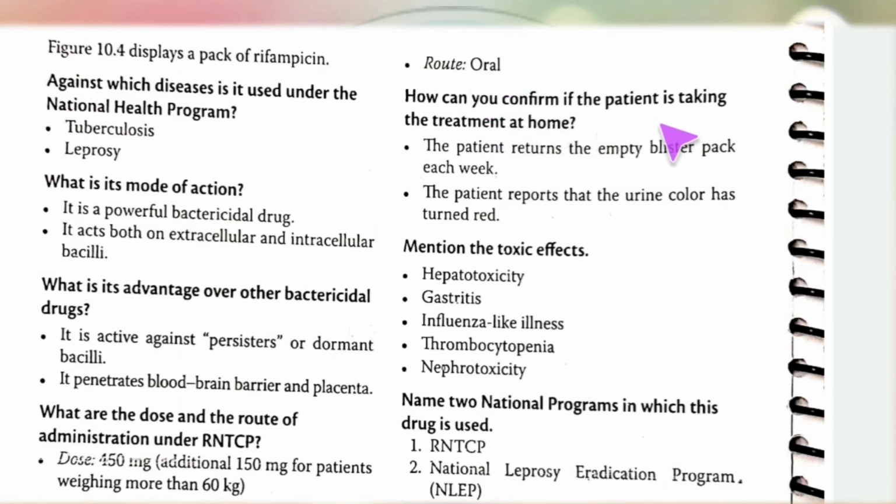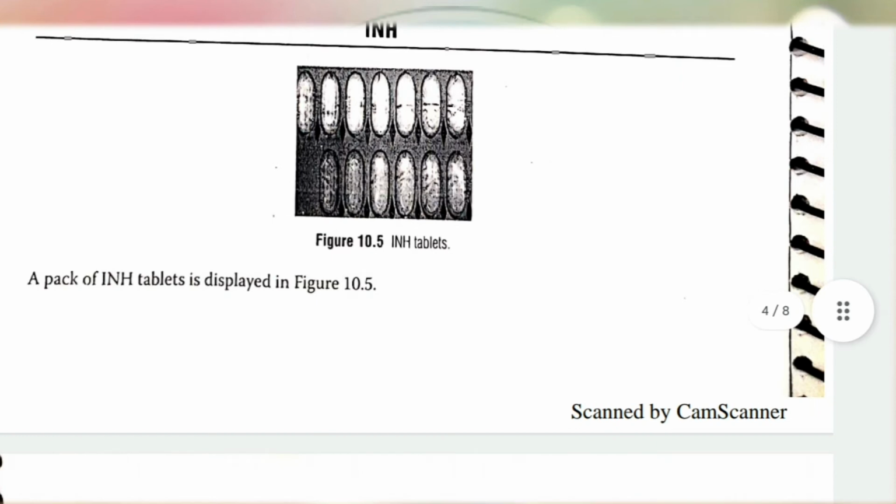How can you confirm if the patient is taking the treatment at home? So number 1, as we know, the patient returns with the empty blister pack each week, and the patient reports that the urine color has turned red. This is often asked in the viva. Rifampicin, the urine color will be red. Other toxic effects include hepatotoxicity, gastritis, influenza-like illness, thrombocytopenia, and nephrotoxicity. Name 2 national programs in which this drug is used. So RNTCP and the National Leprosy Eradication Program.